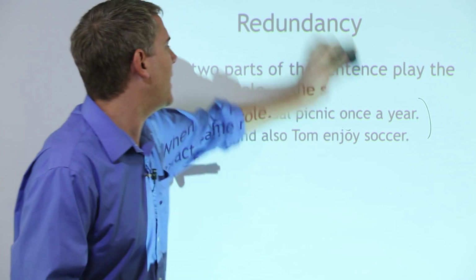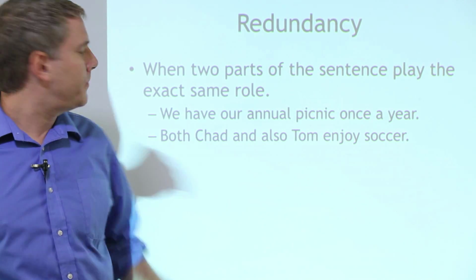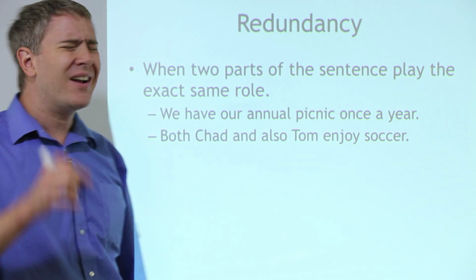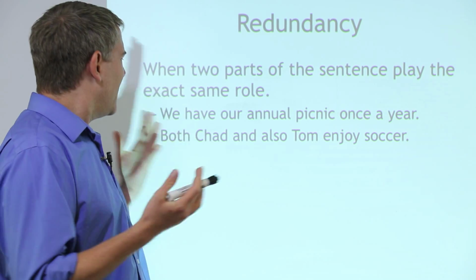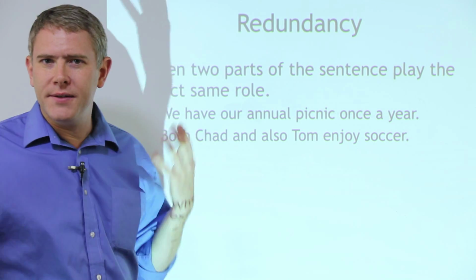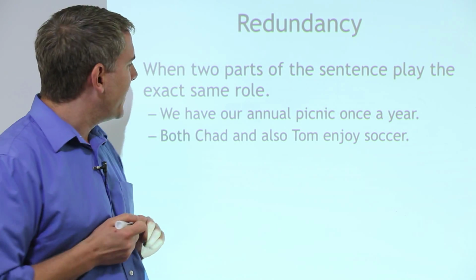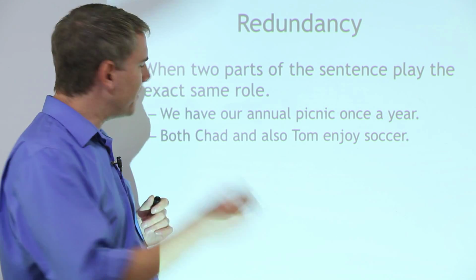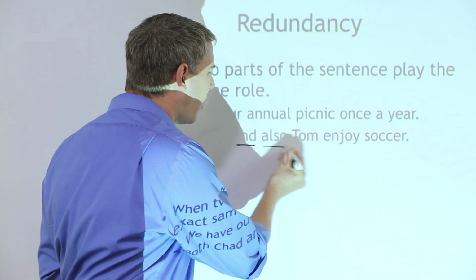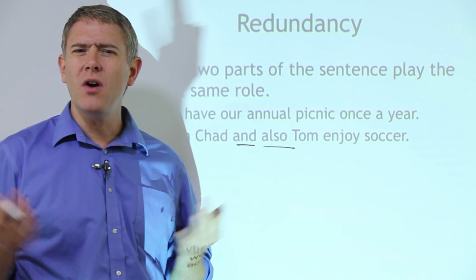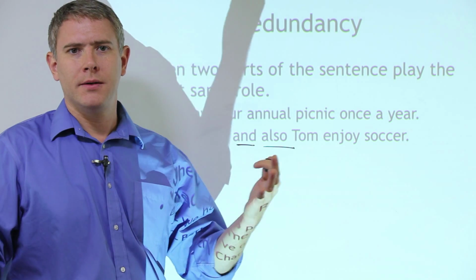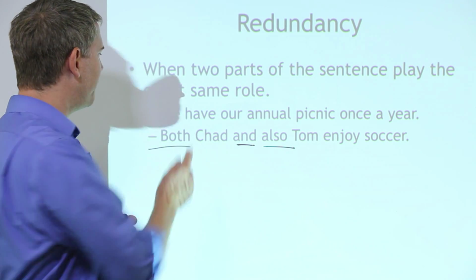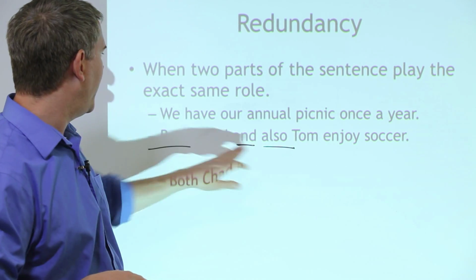Both Chad and also Tom enjoy soccer. Now this one, both Chad and also Tom enjoy soccer. This one is a little stranger. Maybe it sounds wrong, but is it really redundant? And what's redundant in here? I'll tell you. It doesn't seem like it at first, but when you think about it, and also, what does also do there? How does also help the sentence? And look over here, we have both. So we have both and.